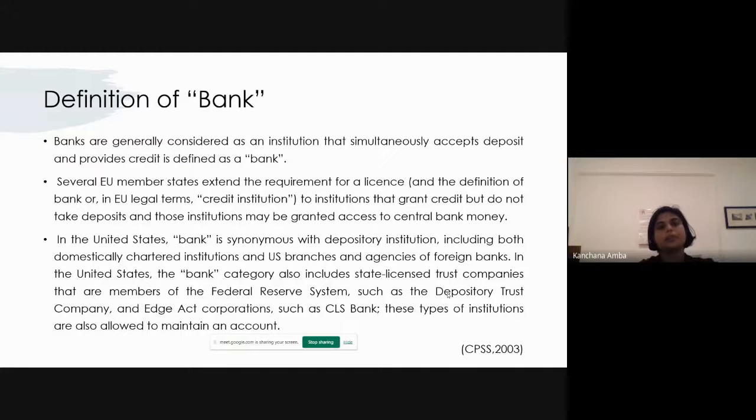So, the definition of a bank, right? Banks are generally considered an institution that simultaneously accepts deposits and provides credit, right? So you are doing deposit mobilization and you provide credit as well. When both those happen, you become a bank, right? And also, if you're a commercial bank, you have added privileges such as the ability to create money, right? Issue checks.